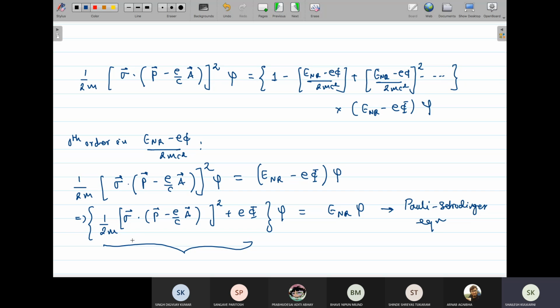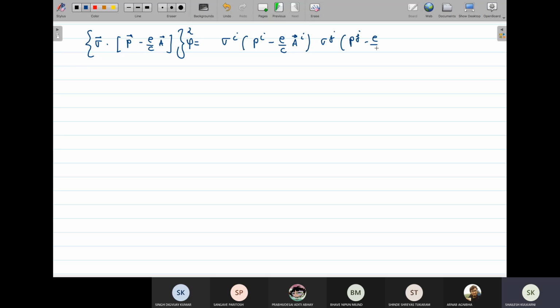But let us investigate this term further. Now the non-relativistic limit, I can write this as the following. Now we have to do some algebra with these sigma matrices. So let us open this bracket.